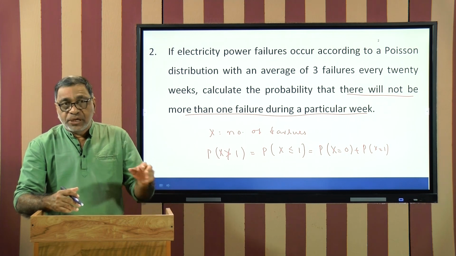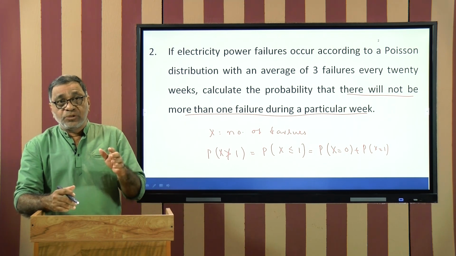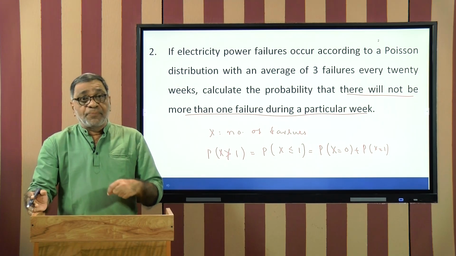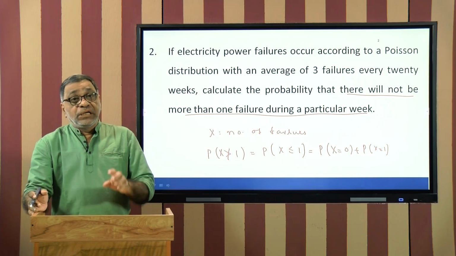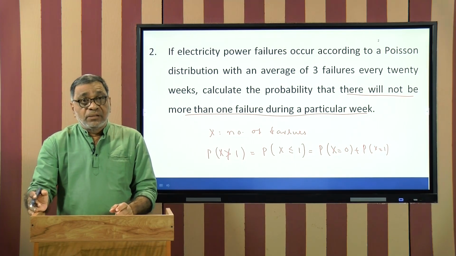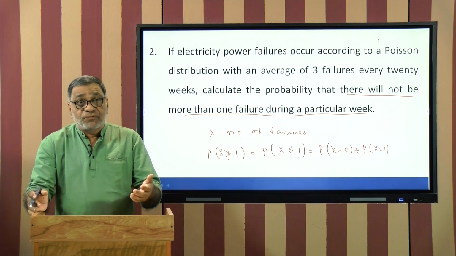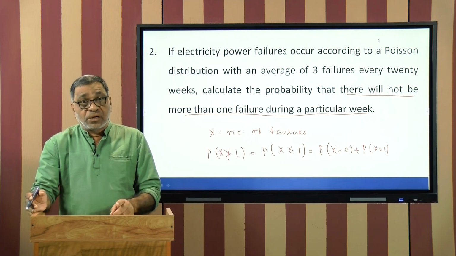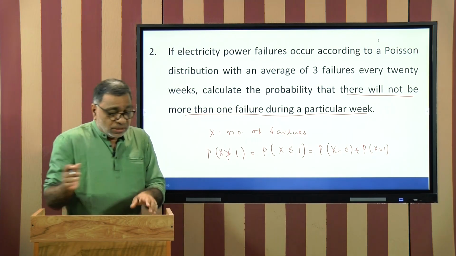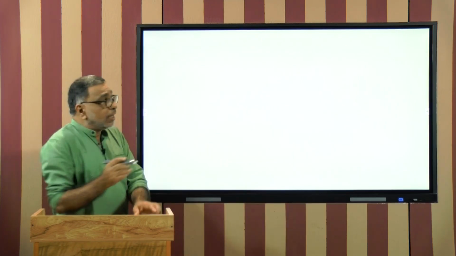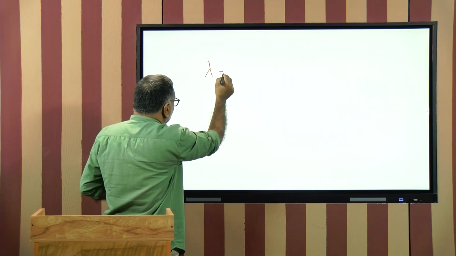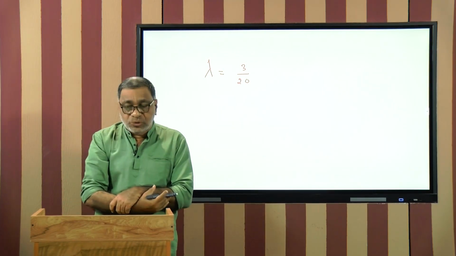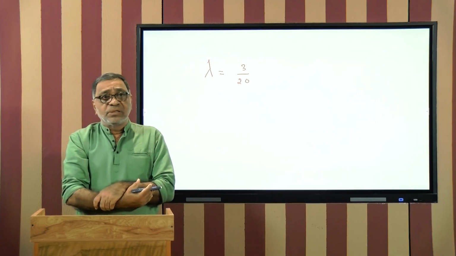How is this probability value obtained? This value is obtained by assuming that this model is a Poisson distribution, and in order to find the probabilities using the Poisson model, we need lambda. What is lambda? Lambda is taken as the average value, the mean of the distribution. You are given that an average of 3 failures occur in every 20 weeks. So lambda is equal to 3 divided by 20, the average occurrence of failures.